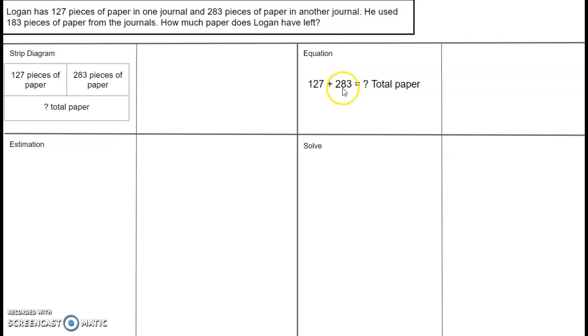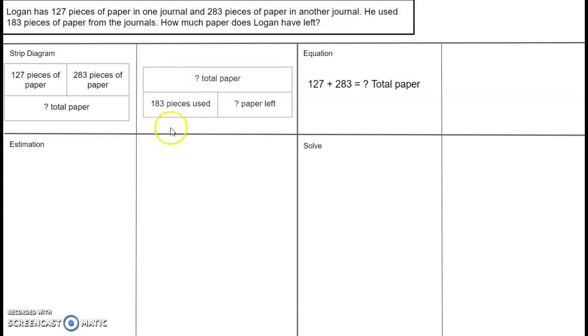Now for the second step, it's going to be a little bit more confusing because we don't know all of the parts yet, but we can still figure it out. So after we figure out how much paper we have, now we know he uses 183 pieces of paper. So he's going to have some paper, he uses some paper, and now we're trying to figure out how much he has left. So if I wanted to draw my strip diagram for that, it would look something like this. He has a total amount of paper, and this is going to be the same number as this, and we can fill it in later.